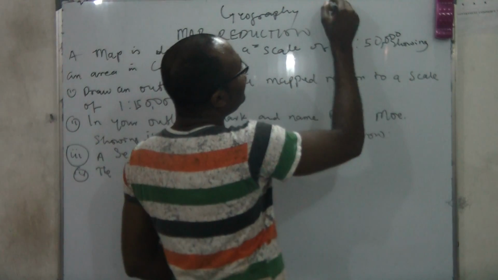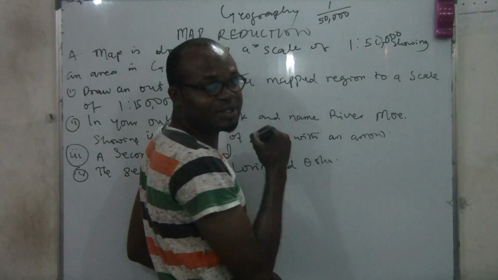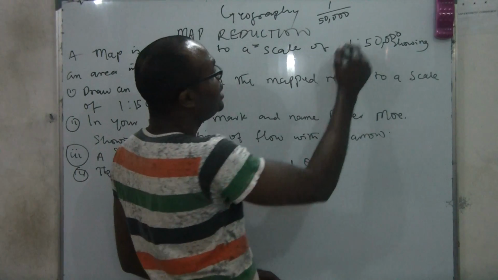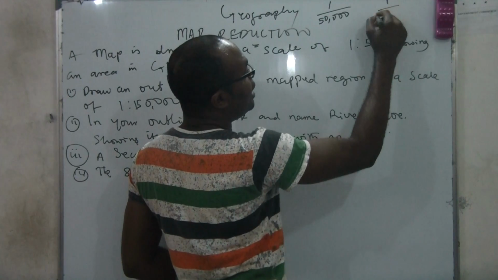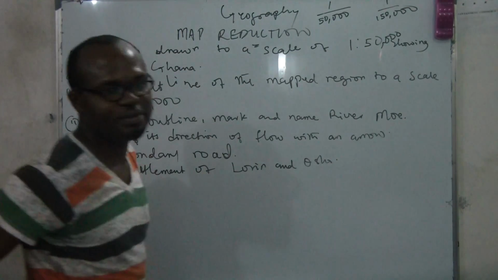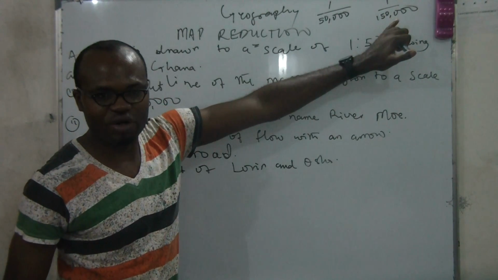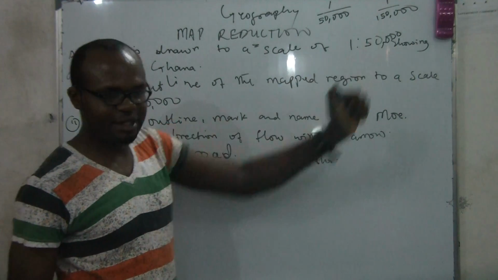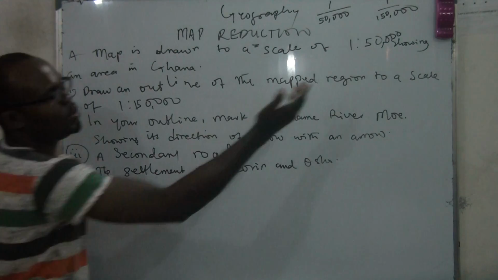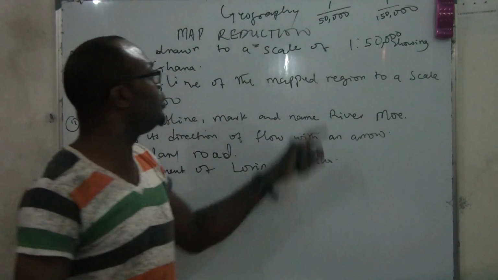Do you know why? If you use your calculator and press 1/50,000, this is a representative scale. Then press 1/150,000. You see that this one is bigger than this one. Because the denominator is bigger, it makes the fraction small. So whenever you're moving from a source scale with a smaller denominator to one with a bigger denominator, you're doing reduction.